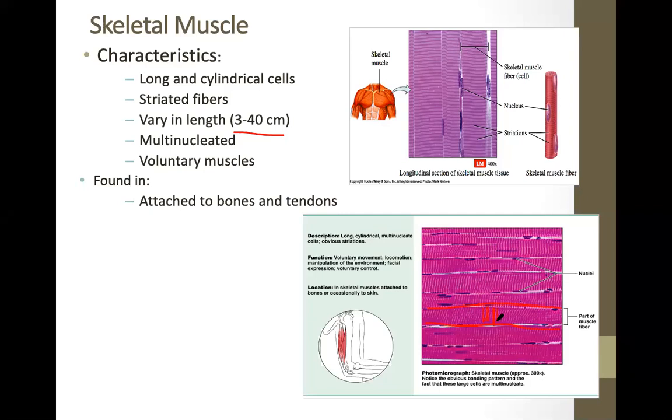And then where can I find this type of muscle? They basically attach to my bones, hence the name skeletal, as in they're connected to your skeletal system. So that's about it for the skeletal muscular tissue, unless there is any question about this.